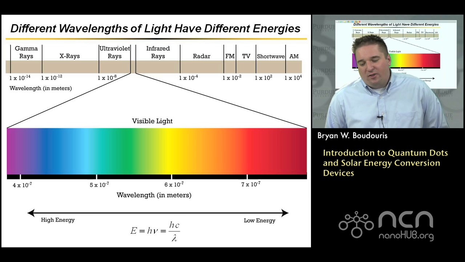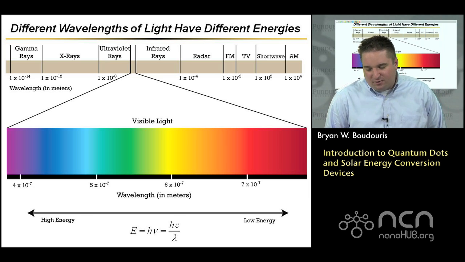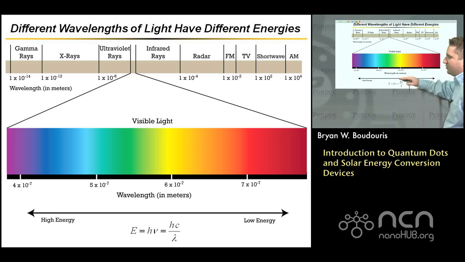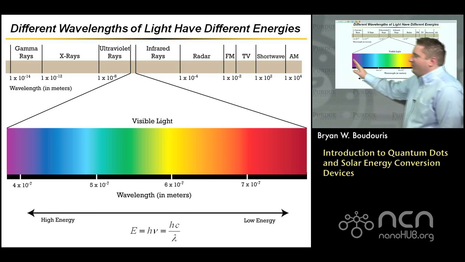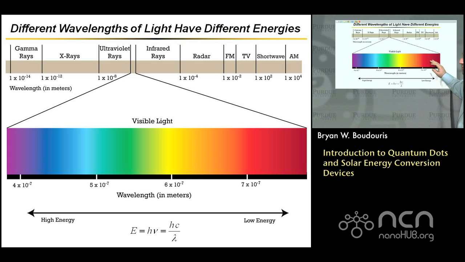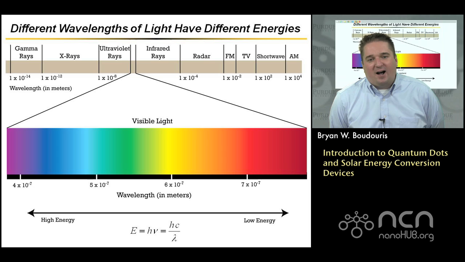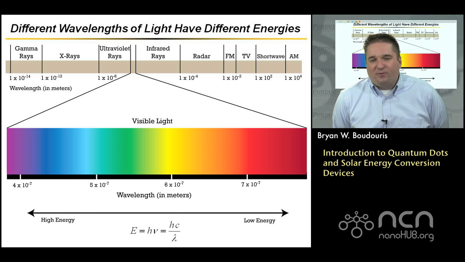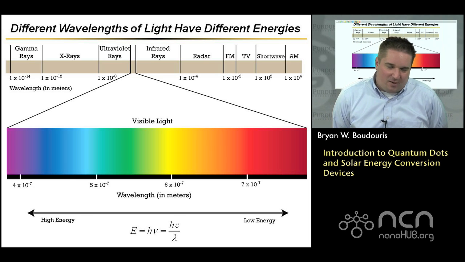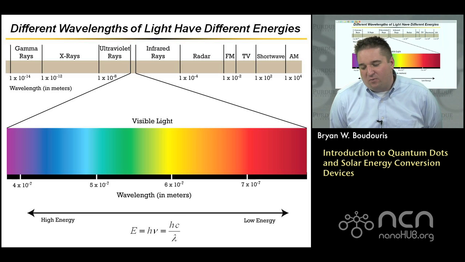Well, we know that different wavelengths of light have different energies, right? And across the visible, these are all in meters, so 10 to the negative 7th is 100 nanometers. So here we have 400 nanometers, 500 nanometers, 600 nanometers, and 700 nanometers. So we go all the way from purple to red light. And we know that the energy of that light is equal to h nu, or Planck's constant times the frequency of that light. And the frequency of the light is just c over lambda, the speed of light divided by the wavelength of the light. So the energy is hc over lambda.